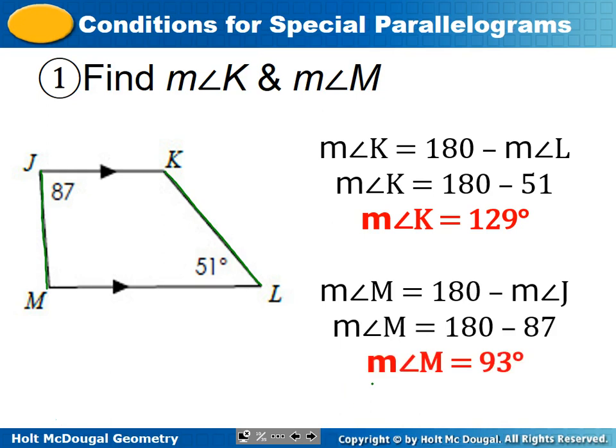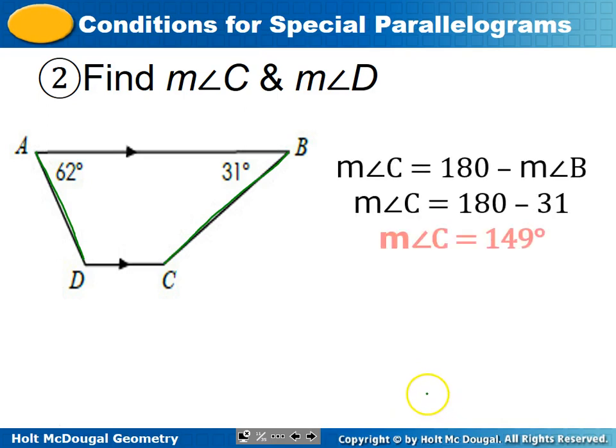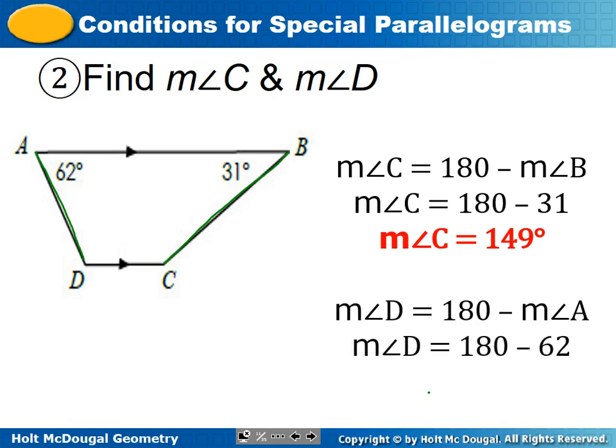So that one was 93. On this next one, again, notice we've got this leg over here, AD, and we've got this leg over here, BC. So once again, we're going to subtract 31 from 180 to get angle C. That's 149 degrees. And then we're going to subtract 62 from 180 to get the measure of angle D.